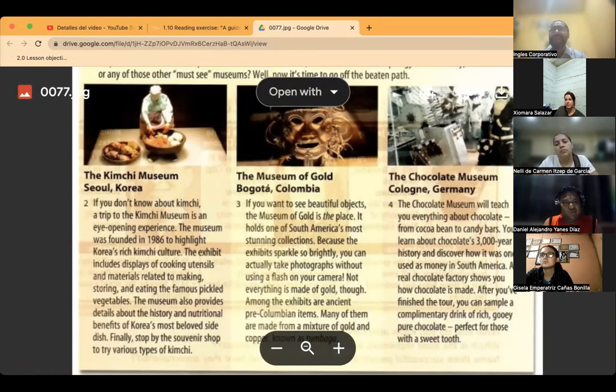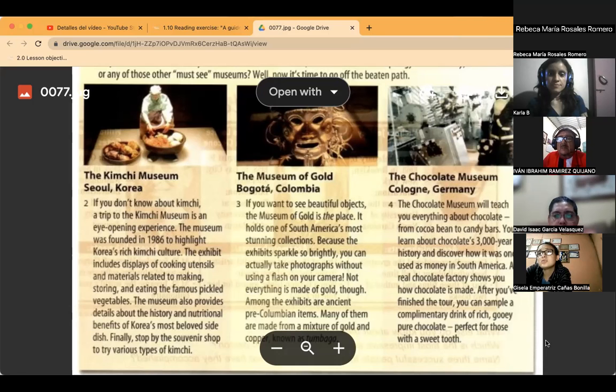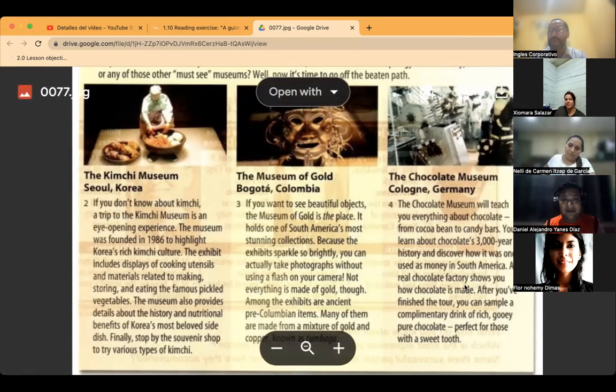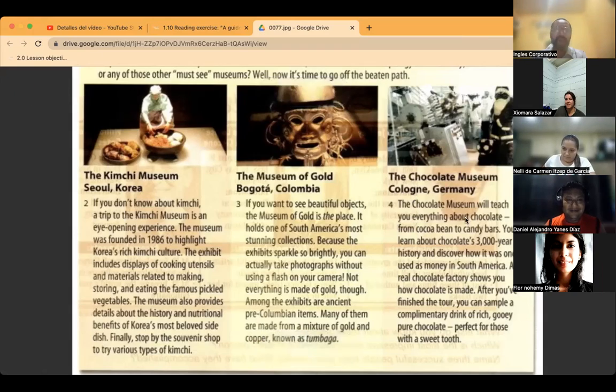So who would like to read the Kimchi Museum? Me, teacher. Okay, Xiomara, the Kimchi. Nelly, I saw you raise your hand. Nelly, the Museum of Gold. And who's going to read the Chocolate Museum? Me, teacher. Okay. Who was me? Flor. Okay. Excellent. So we have the 3 volunteers. First the girls. Okay, Daniel.